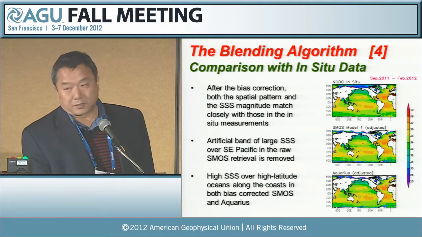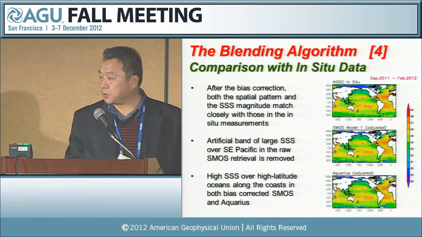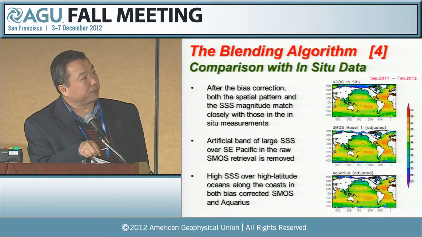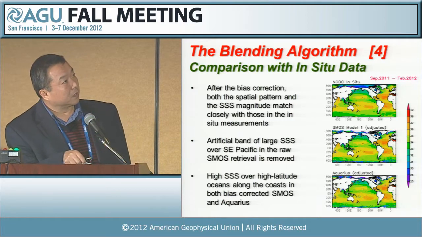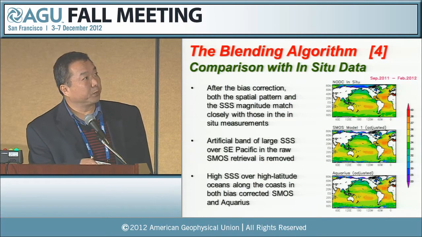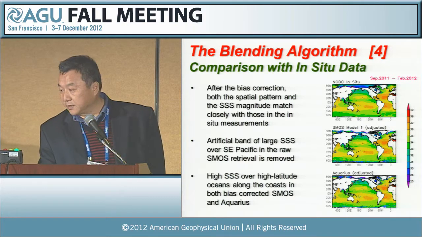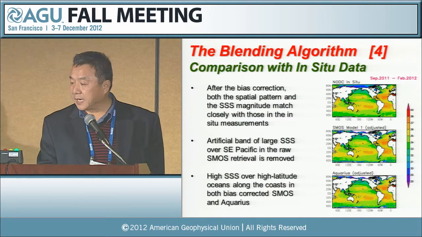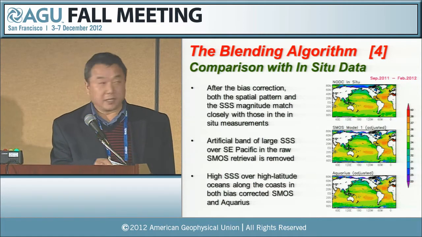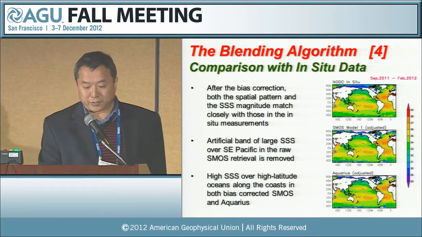And this is a result for the mean distributions for 6 months from September to February. That was pretty much the whole data period that we could get around the March-April time frame. What you can find is the top is the salinity distribution that we get from the NODC in-situ based, the middle is the bias collected SMOS, and the bottom is bias collected Aquarius. You look at the 6 months mean from the 3 different sources. Now, the mean distributions are very similar.